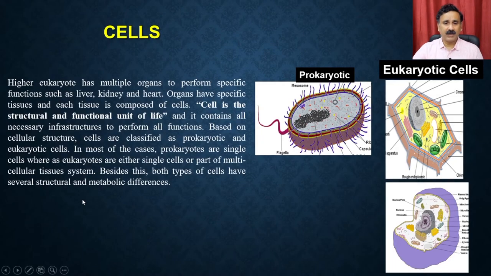The higher eukaryotes have multiple organs to perform specific functions, whereas the cell is the structural as well as the functional unit of life, and it contains all the necessary infrastructure to perform all the functions. We have different types of cells, like the prokaryotic cell and the eukaryotic cell, and within the eukaryotic cell you have the plant cell and the animal cell. Before getting into the detail of the different organelles and the structure of the eukaryotic cell, it is important to understand the difference between the plant cell and the animal cell.